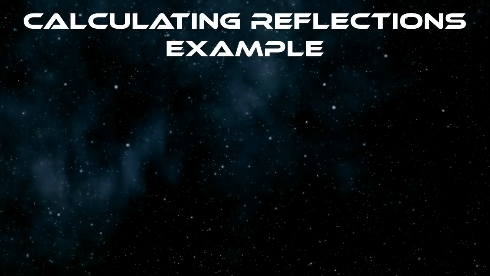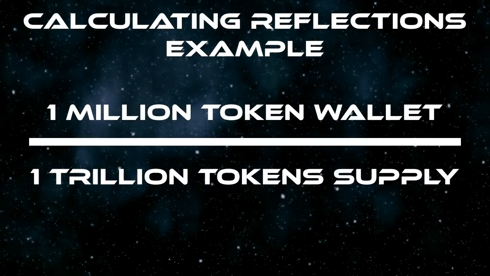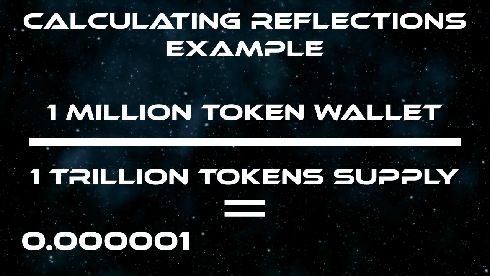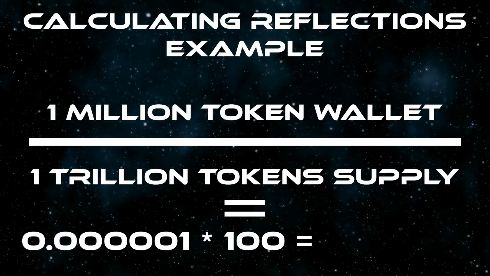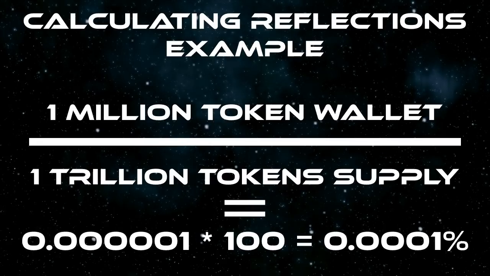So now that we know that $10 million of the total $200 million of daily volume was used for reflections, we would now need to determine how much of that will be going to your wallet. To determine this, we will first need to calculate the weight of your wallet as previously described in this video by dividing the amount of tokens in your wallet by the total supply of Safemoon. Using V2 numbers with a total supply of 1 trillion tokens and with a wallet holding 1 million tokens, we would divide 1 million by 1 trillion. This will give us a result of 0.000001, which if converted to a percentage by multiplying that number by 100 and adding a percentage sign behind it would tell us this wallet is 1/10,000th of a percent of the total supply.